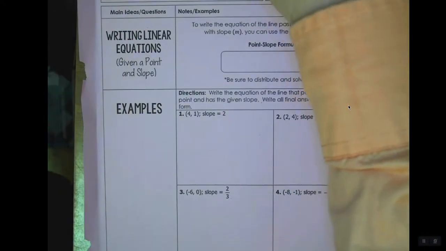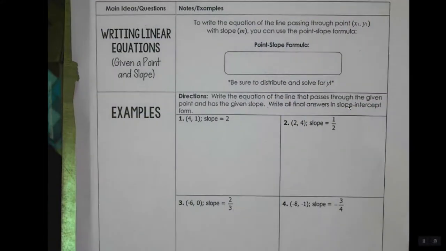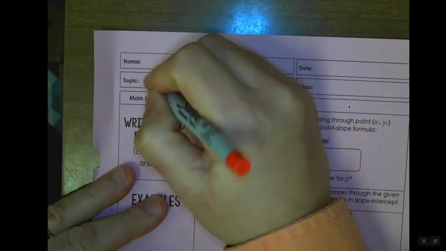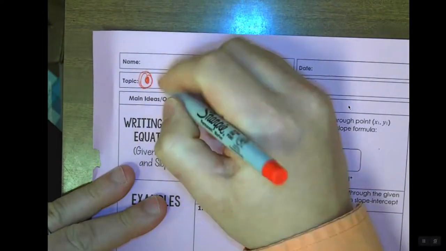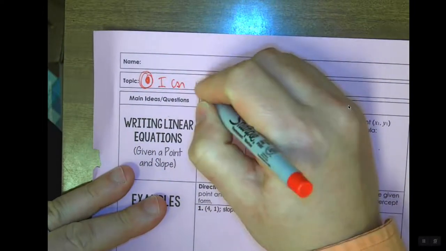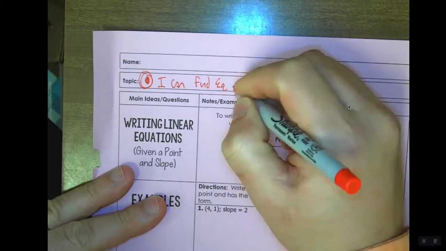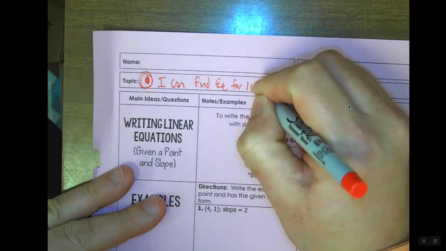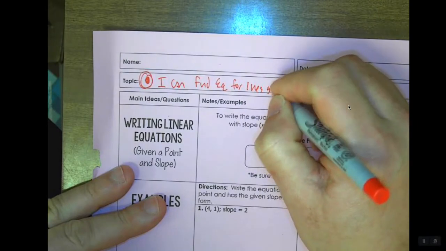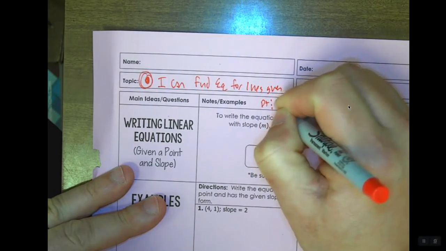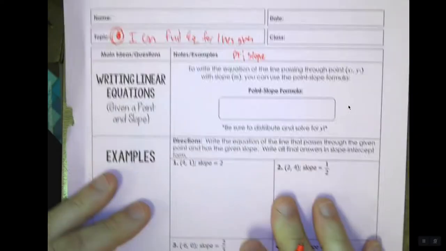Good afternoon, everybody. Today we are going to be looking at how to write linear equations given a point and a slope. So that's our I can statement for today. Our learning target is: I can find the equation for lines given a point and slope. So, what do we mean by that?